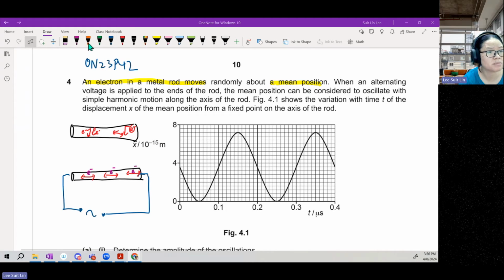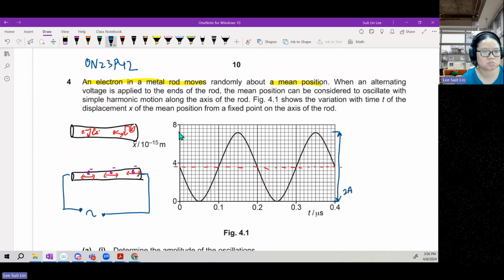If you want to find the mean position from a fixed point on the axis of the rod, here is the mean or the equilibrium position. Okay, another way to detect the equilibrium position, if it's hard looking at this kind of graph, is to take the maximum value and the minimum value and then divide by 2, because here to here is 2a.